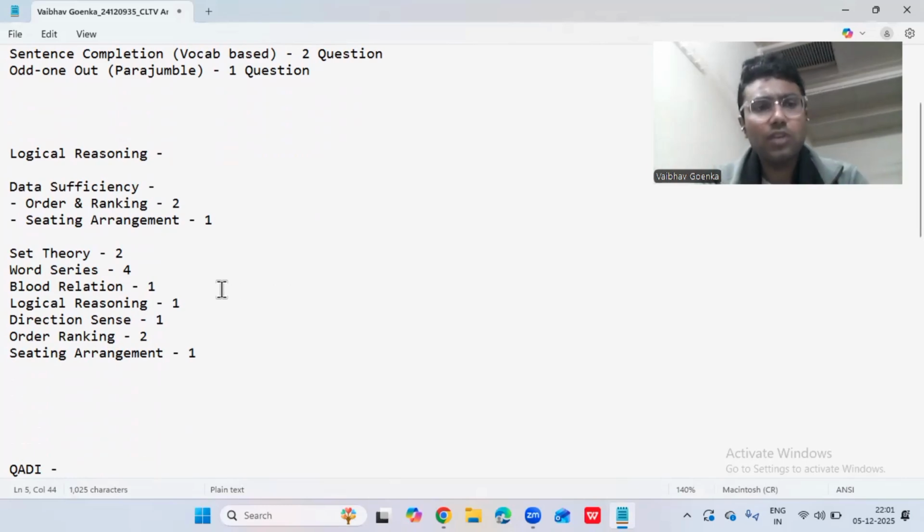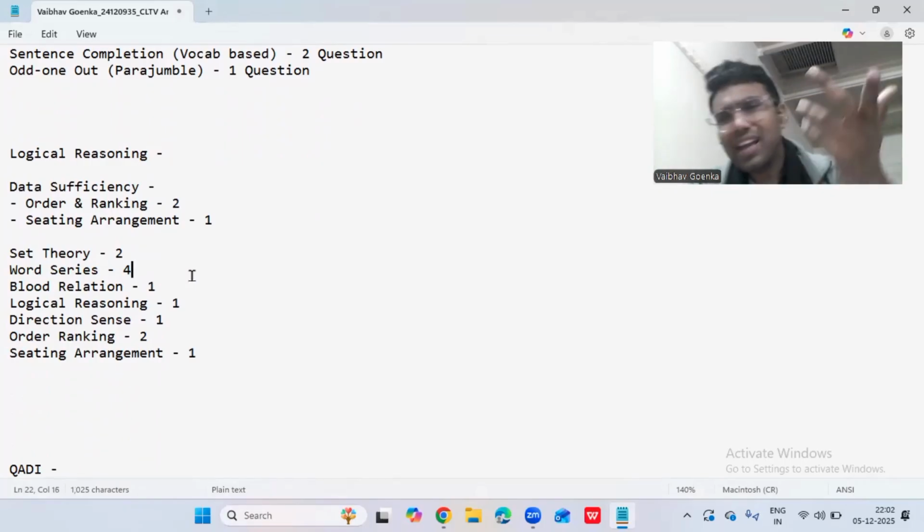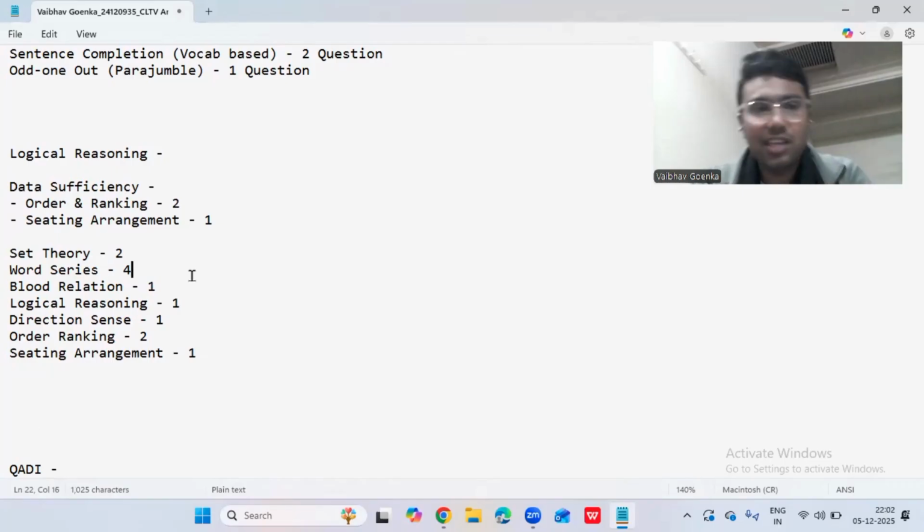And you can see there are four word series questions. Okay, and these word series questions are not too difficult. If you have practiced word series questions previously, you will be able to solve them. I don't think you will have a paper with a hard word series during it. There will obviously be some number series questions as well. So be ready and be prepared for that.